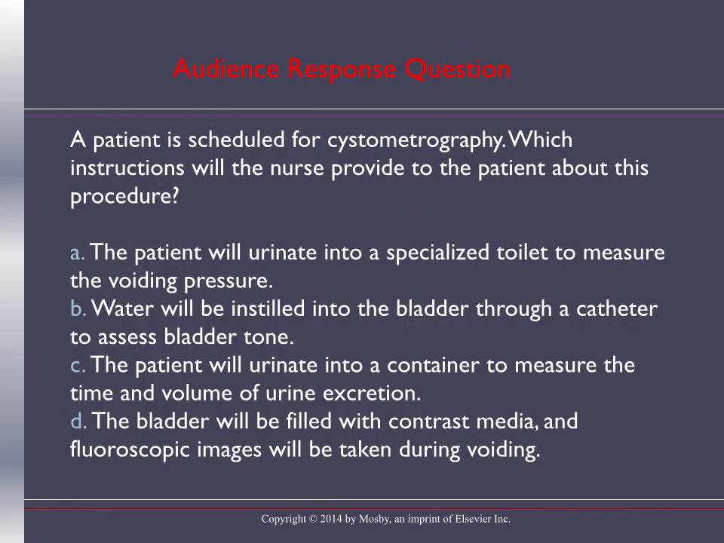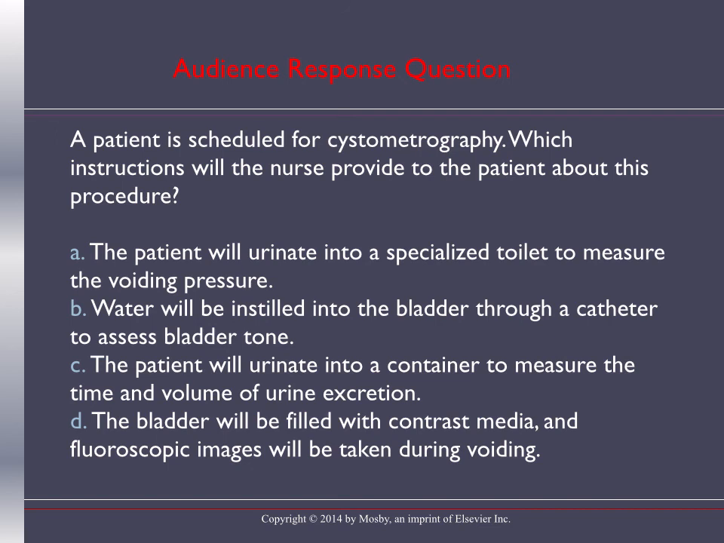Patient is scheduled for cystometrography. Which instructions will the nurse provide to the patient about this procedure? What is cystometrography? In simple terms, it's an evaluation of bladder tone, sensations of filling, and bladder stability. So out of these options, what is the correct option? The answer is B, B as in baby, that water will be instilled into the bladder through a catheter to assess bladder tone.